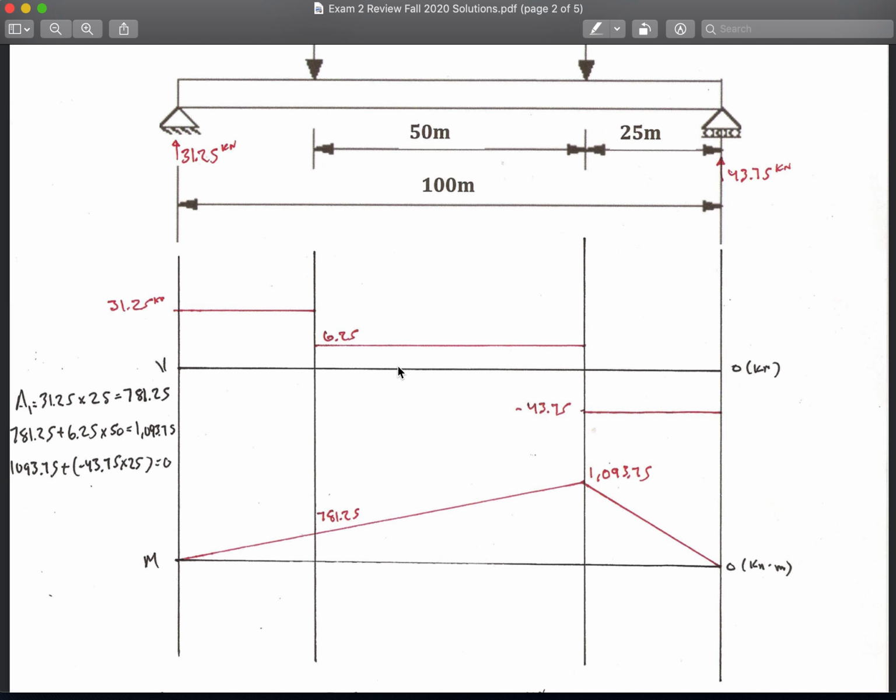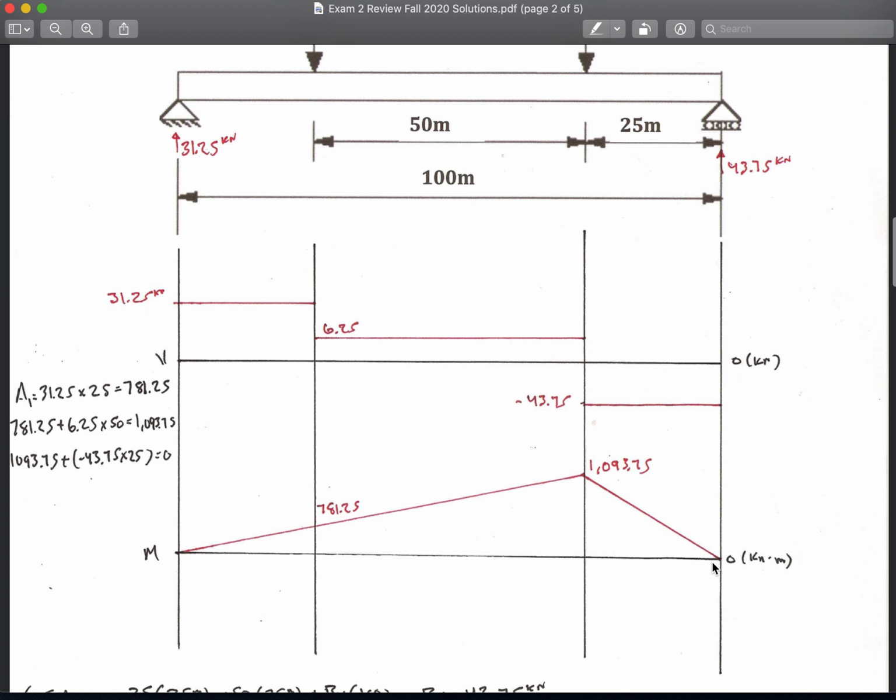Well, then this area right here needs to be added to 781.25 to get this number. So that's what I've done here: 781.25 plus 6.25 times 50 is equal to 1093.75. That's where I obtained this number. Then I need to continue to add the areas. So I have 1093.75 plus the negative 43.75 times the distance acted over, which is 25. Do that math, I get 0, and it closes out. And I've completed my moment diagram.